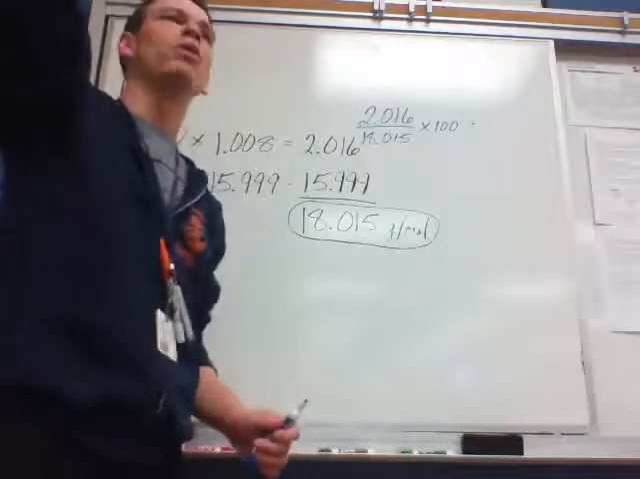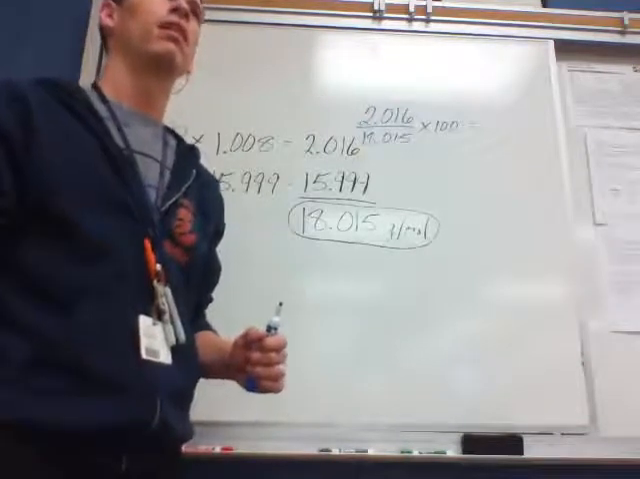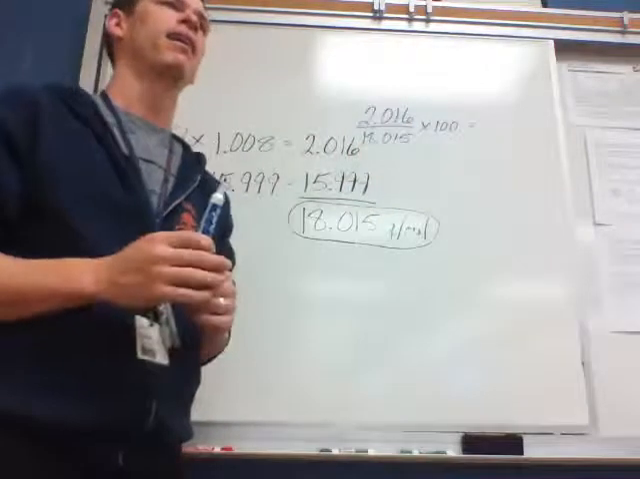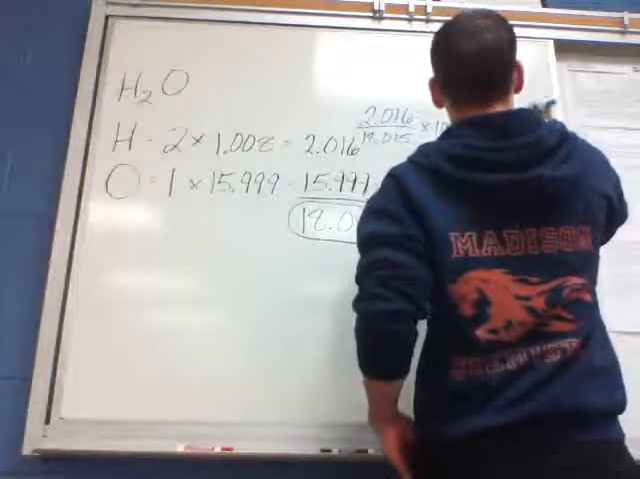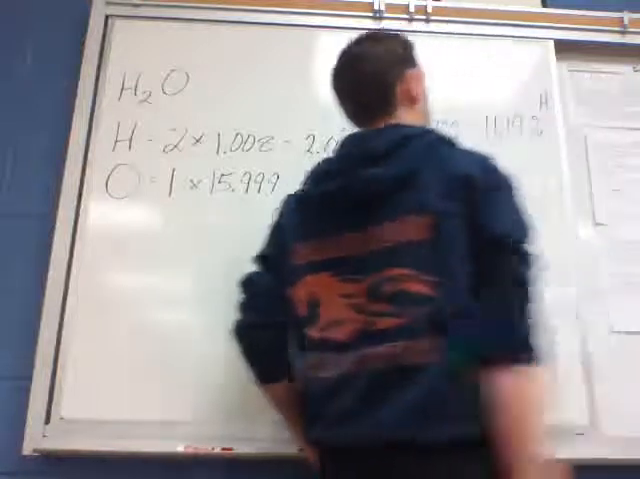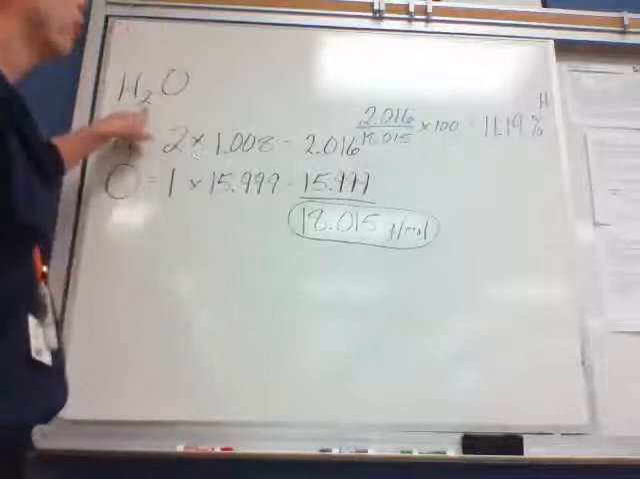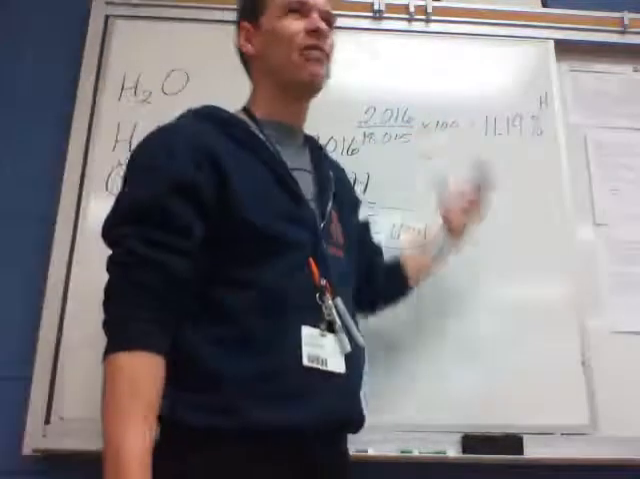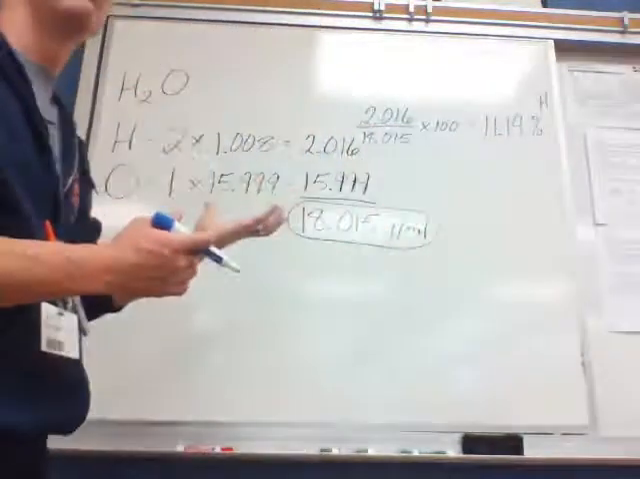We're going to go 2 numbers past the decimal. What do you get? Oh, come on, wake up. This will take forever. What do you get? There we go, 11.19. Even though water has 2 hydrogens in it, only about 11% of the molecule is made up of hydrogen.